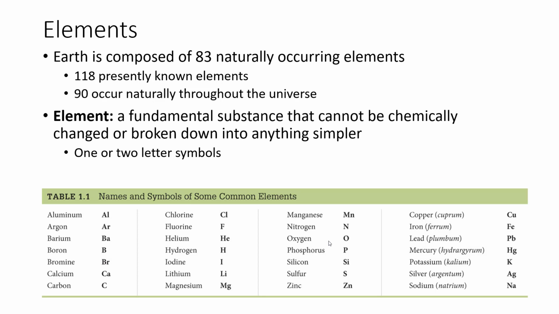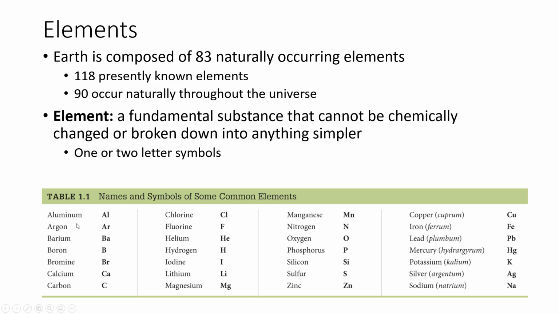So in our modern day understanding, we know that the Earth is composed of 83 naturally occurring elements. And so there are 118 presently known elements, and 90 of those elements occur naturally throughout the universe. The other 28 of them are ones that we have made through research. And so an element is defined as a fundamental substance that cannot be chemically changed or broken down into anything simpler. And so we see a list down here of some of our most common elements that we're going to encounter here. And you can see that all of these elements are represented by a 1 or 2 letter symbol that we show here on the right, and then the name of each of those elements on the left.